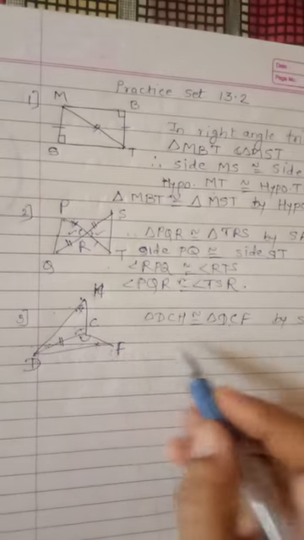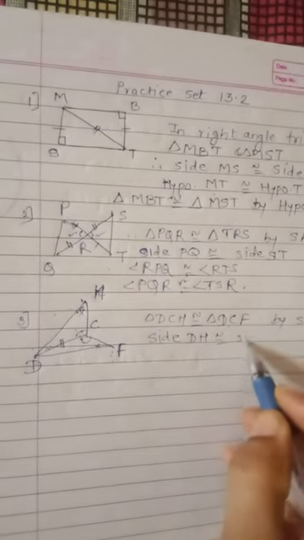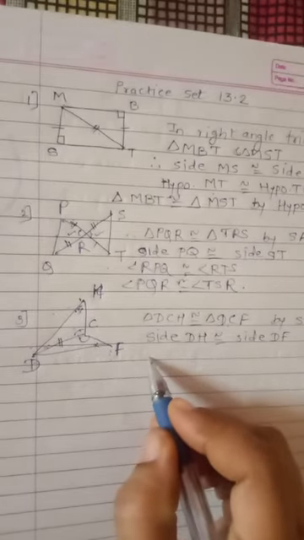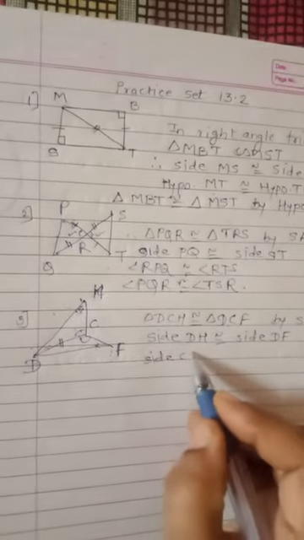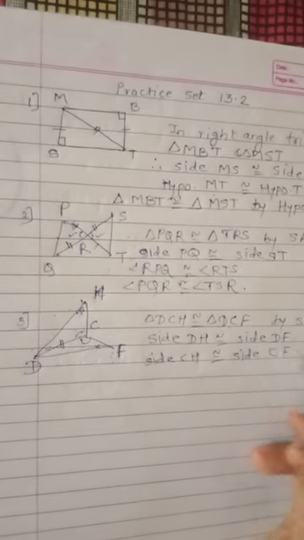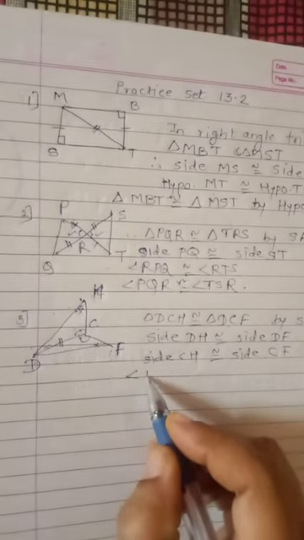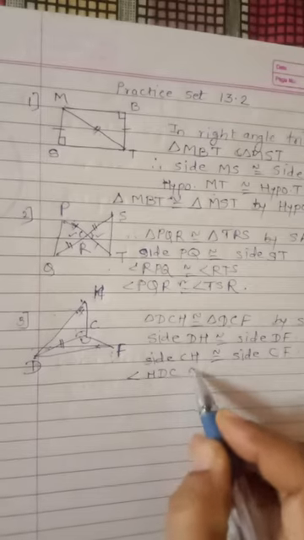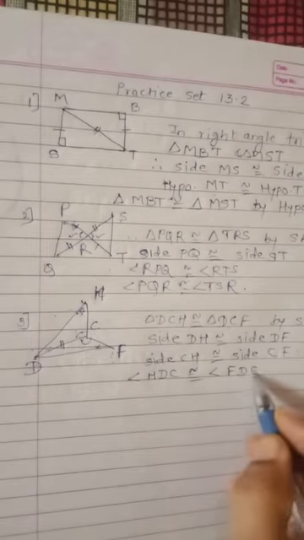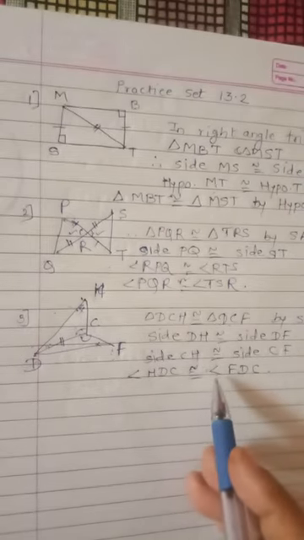Side DH is congruent to side DF. This is the first part. Side CH is congruent to side CF, and angle HDC is congruent to angle FDC. So these three parts are remaining.